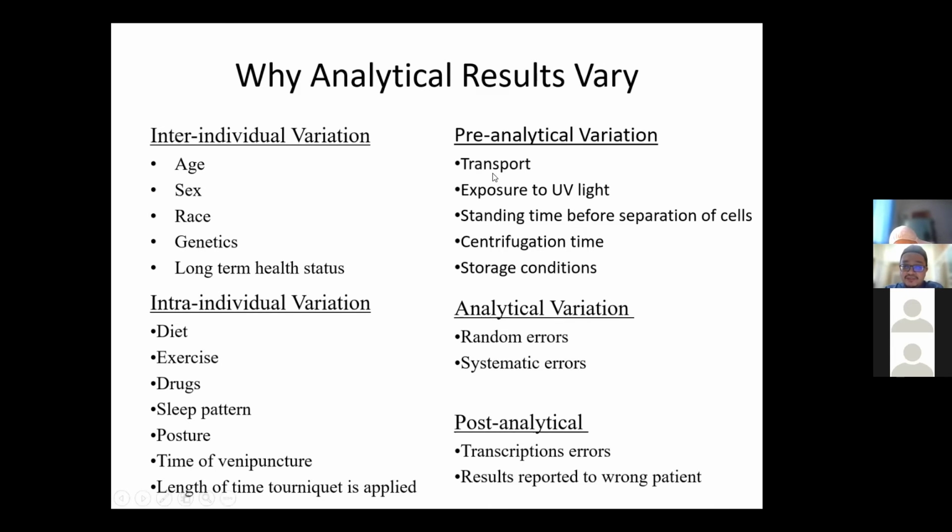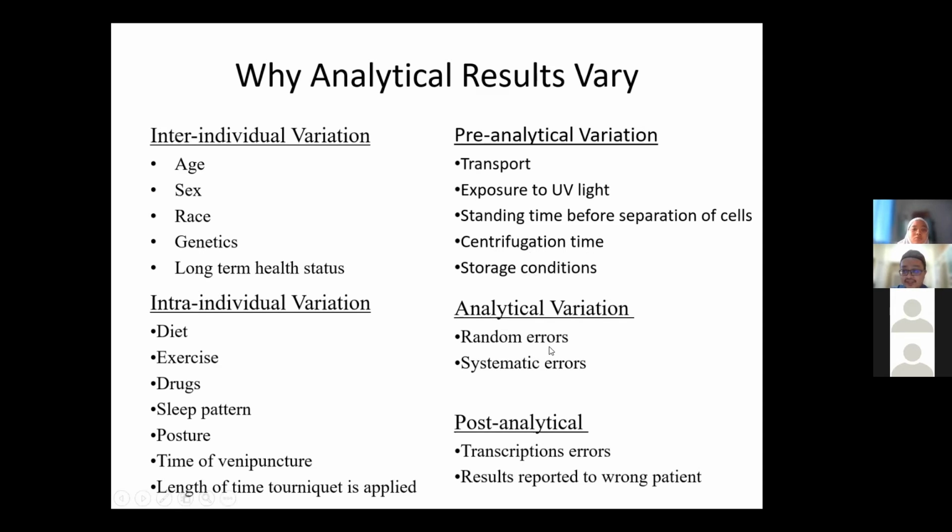Then transport, exposure to UV light, especially if we want to test for bilirubin, for example, the blood sample should not be exposed to UV light. Macam mana kita nak buat? Whether we put it in a container or we wrap it with aluminium foil, so it won't be exposed to UV light, we can still detect the level of bilirubin. So this one is before it arrives at the lab, pre-analytical stage. Standing time before separation, centrifugation time, and storage condition. So this relates to the type of test that we want to do, pre-analytical variation.